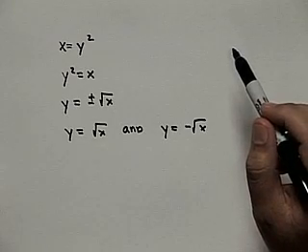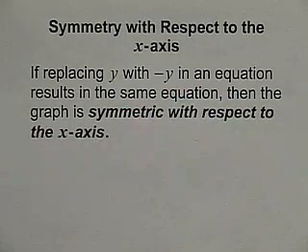Now if we were to fold this relationship along the x-axis, what we would see is that the two halves would coincide exactly. So this gives us a third type of symmetry. We call this symmetry with respect to the x-axis. Let's go ahead and define that a little more formally now. Symmetry with respect to the x-axis: if replacing y with negative y in an equation results in the same equation, then the graph is said to be symmetric with respect to the x-axis.